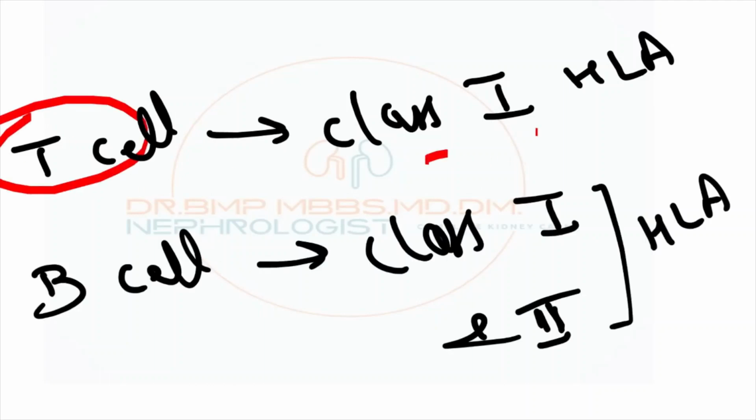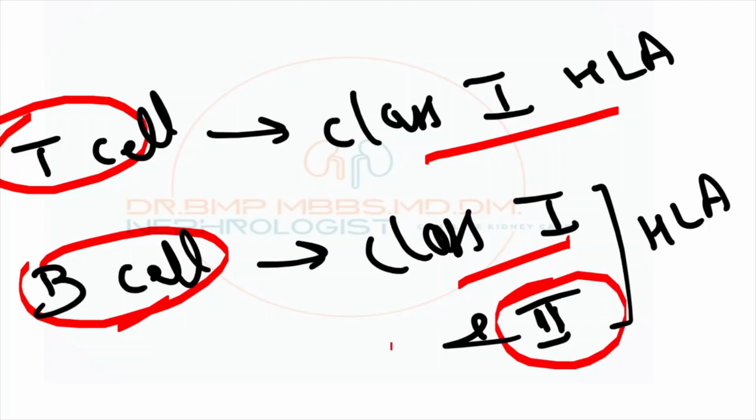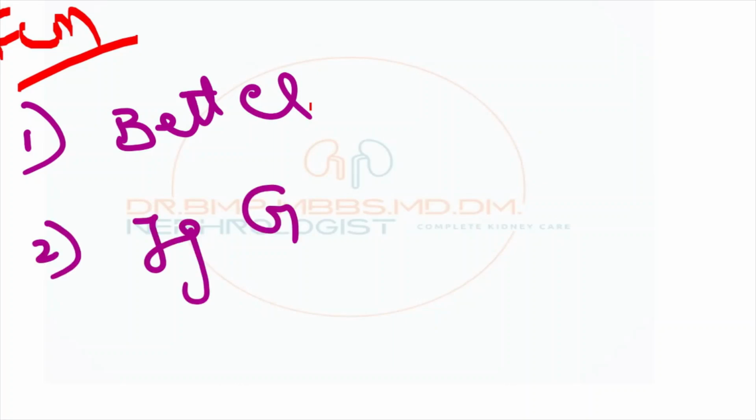T cell contains class 1, B cell contains class 1 because class 1 is present in all the nucleated cells. Since B cell is an antigen presenting cell also, there will be class 2 antibodies. So, advantages of the flow cross match over CDC. What are the advantages? Probably one more extra level of checking. It is better, it can even detect a low level of antibody.